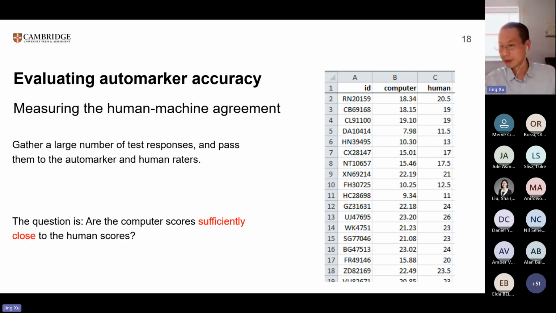Okay, for the last bit, I'm going to talk about evaluating auto marker accuracy. I saw different metrics mentioned in the previous talks. Generally, we will have two sets of scores, one from the computer, one from the human. And the human score is usually not a single marking score. As I mentioned, it could be multi-marker data, it could be a fair average. Make sure that the human reference score is reliable. There are different ways to compare the two sets of scores.